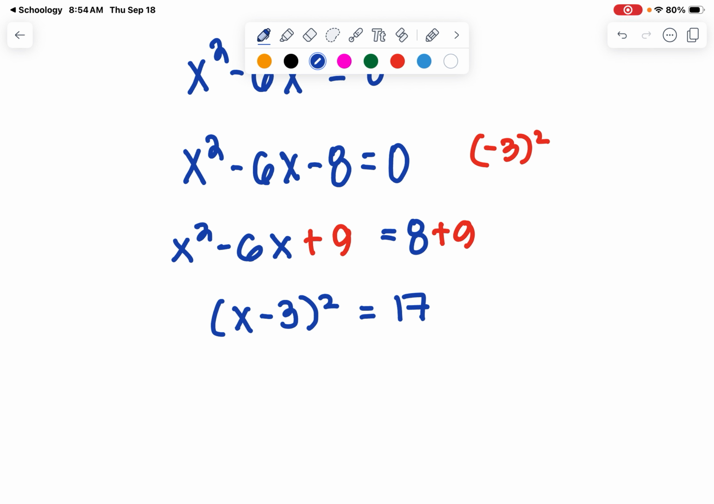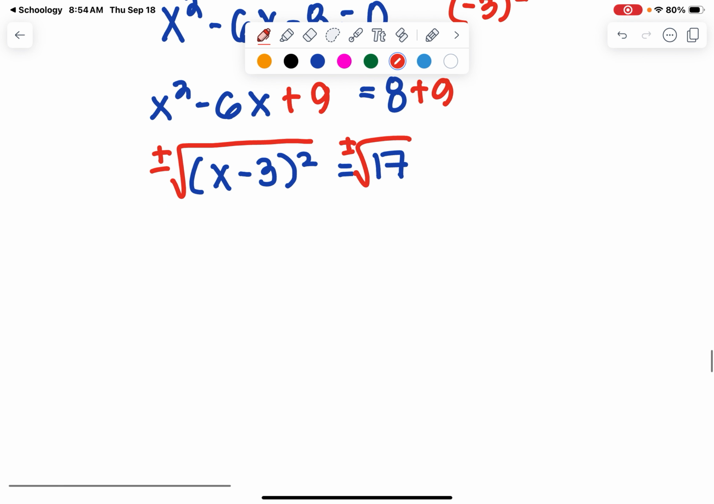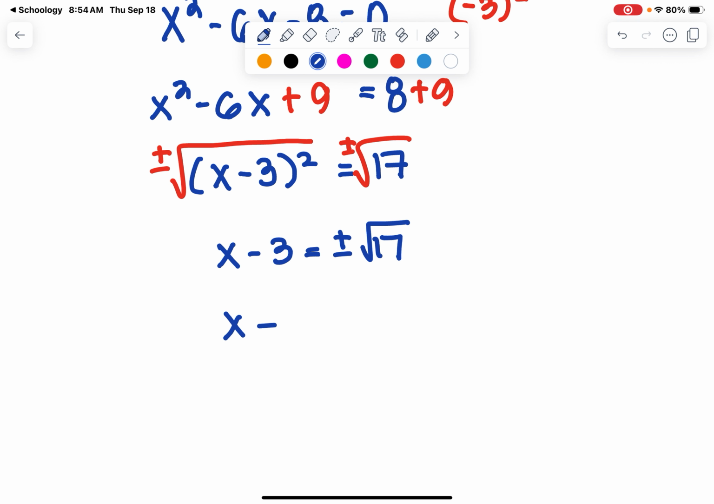And now I'm going to square root to solve. So square root, plus or minus. I have x minus 3 is equal to plus or minus root 17. And then I'm going to add 3 to both sides. x equals 3 plus or minus root 17. And there's my answer.